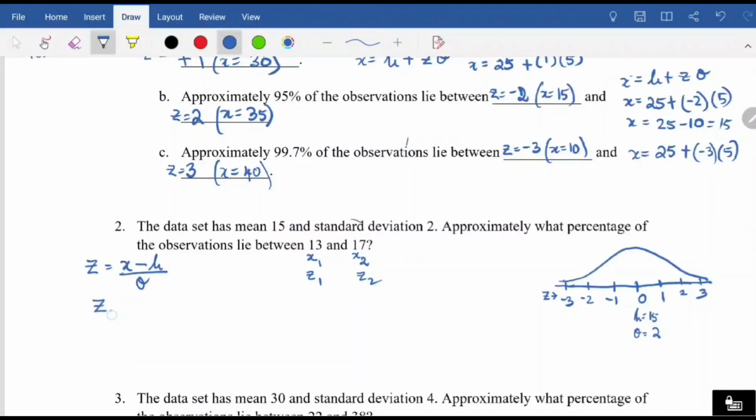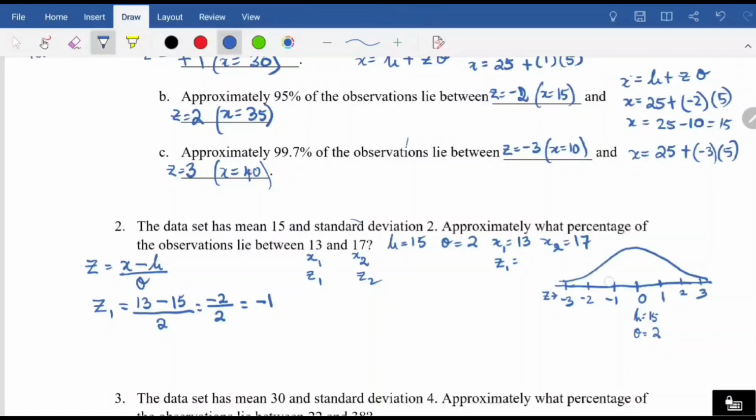So to find z sub 1, you have to substitute the x sub 1 value, which is 13, minus 15, that's the value of the mean. Let's write the values here. Mu equals 15, sigma equals 2, x sub 1 is 13, and x sub 2 equals 17. So we are first trying to find z sub 1. So 13 minus 15 divided by positive 2, that would be negative 2 divided by 2, which gives us a z sub 1 value of negative 1.